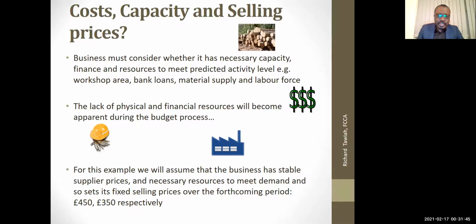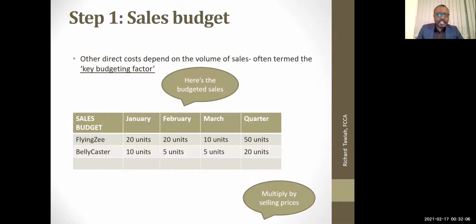And then once again, we need to look at the selling prices. What will be the effect? Will demand go up depending on the kind of prices we are using? Assuming we have stable supplier prices and the necessary resources, the capacity, and the know-how to meet demand, what will be the effect on the selling prices that we set? Now, let's work on these items, Bellycaster and Flying Z.